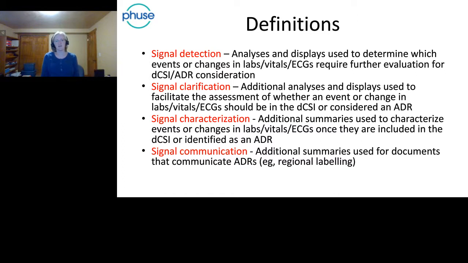And then signal communication is what kind of labels or other ways of communicating ADRs, right? So once you know your ADRs, you then want to communicate them in the best way you can. And not always, but oftentimes we might need additional summaries that are intended for communication purposes.